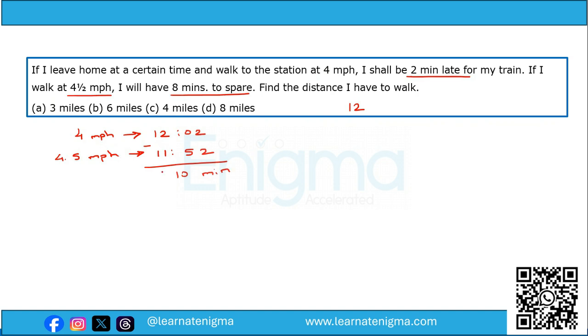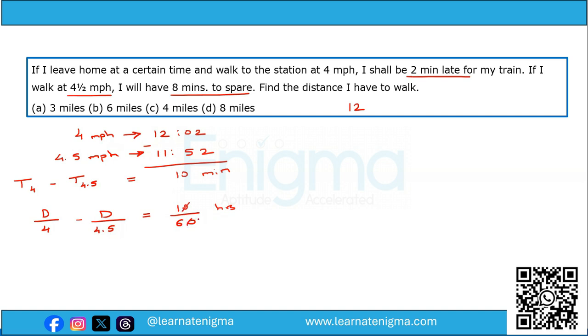Now we will have a simple equation here. The time required to travel at 4 miles per hour minus the time required to travel at 4.5 miles per hour is equal to 10 minutes. We can convert this 10 minutes to hours as well. Now the general formula for time is distance upon speed. Distance we don't know, we know the speeds. We'll have the equation as distance upon 4 minus distance upon 4.5 is equal to 10 upon 60 hours.